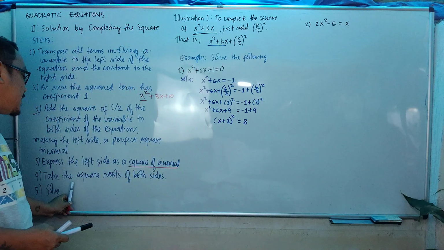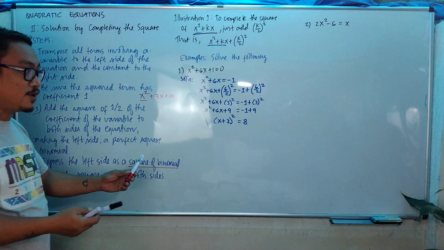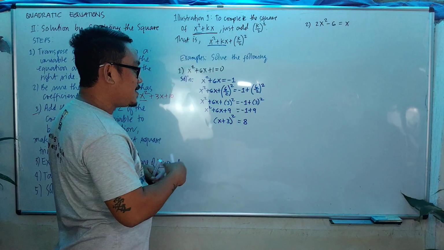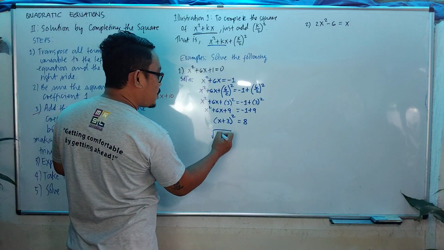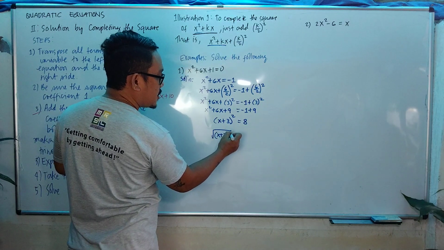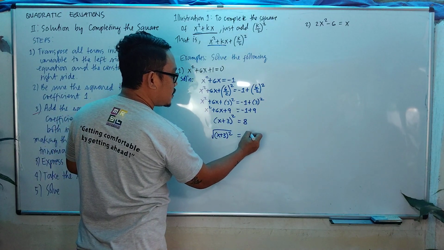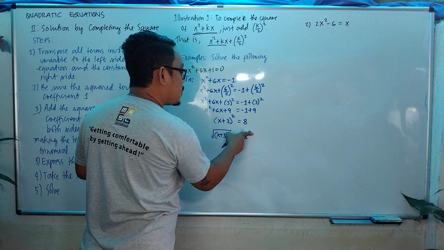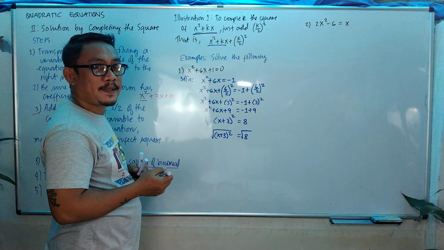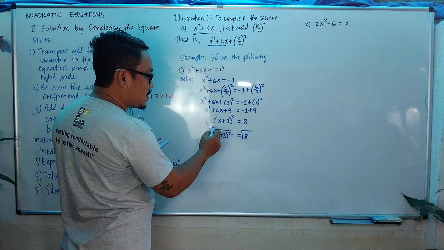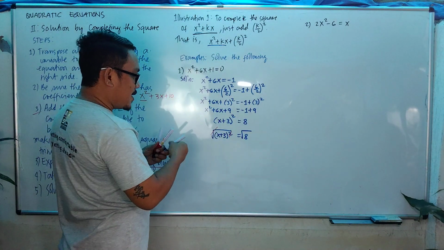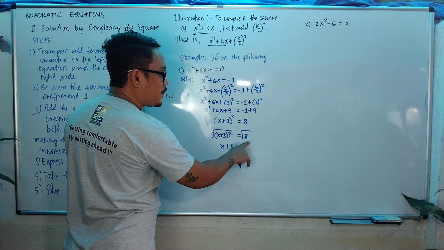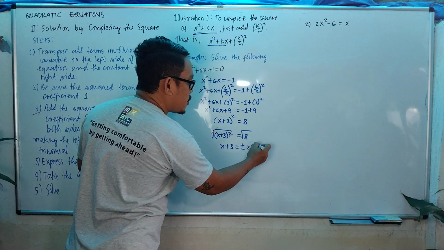What is next? Take the square roots of both sides of the equation, because it is to the power of 2. So what will happen? Take the square root of both sides of the equation. The right side is the square root of 8. Here, we could cancel the radical and the power 2. What is left? x plus 3 is equal to positive or negative. What is the square root of 8? That is 2 square root of 2.